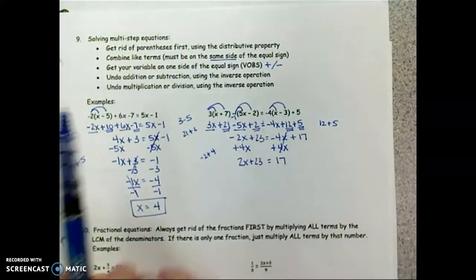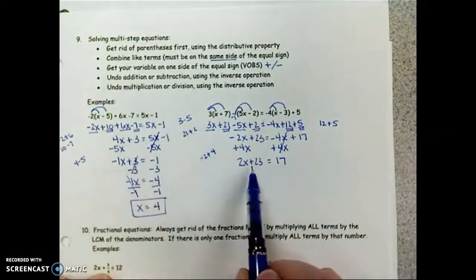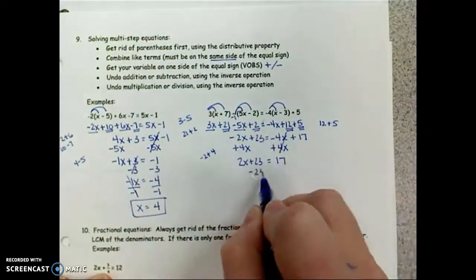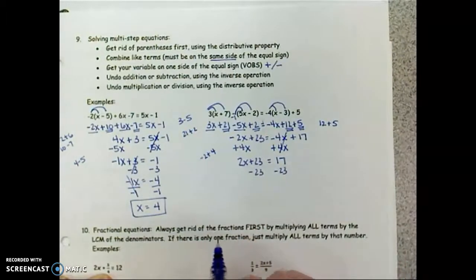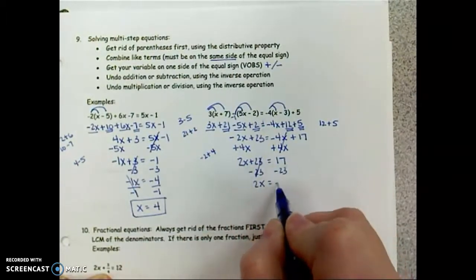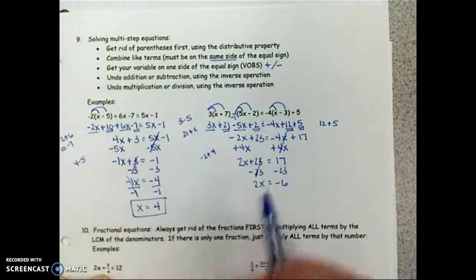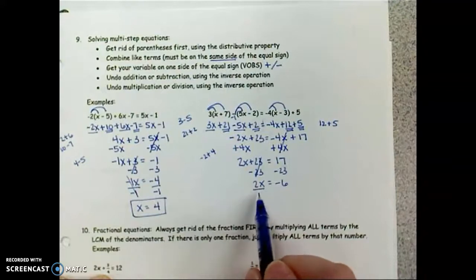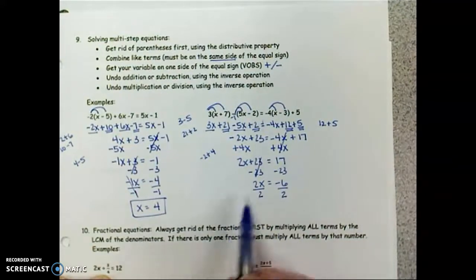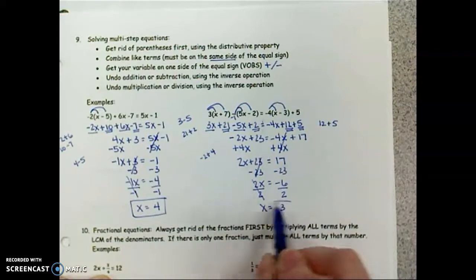So now I just have a two-step equation. Remember, we undo addition or subtraction first. So I'm going to undo the addition of 23 by subtracting 23 from both sides. So now I have 2x equals 17 minus 23, which is negative 6. And now I can undo the multiplication or division. We have multiplication, so I'm going to divide both sides by 2. So x equals negative 6 divided by 2, which is negative 3.